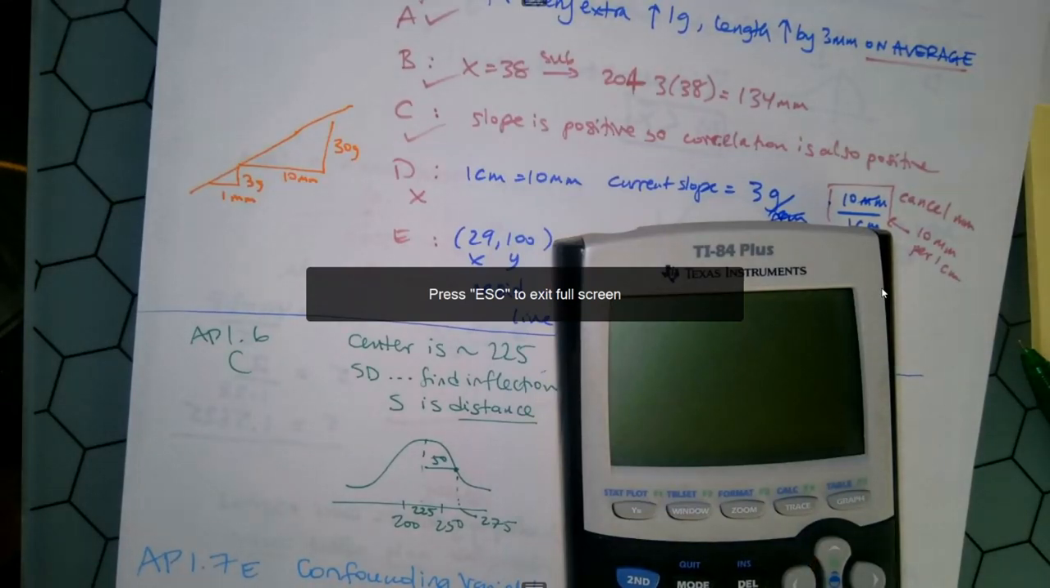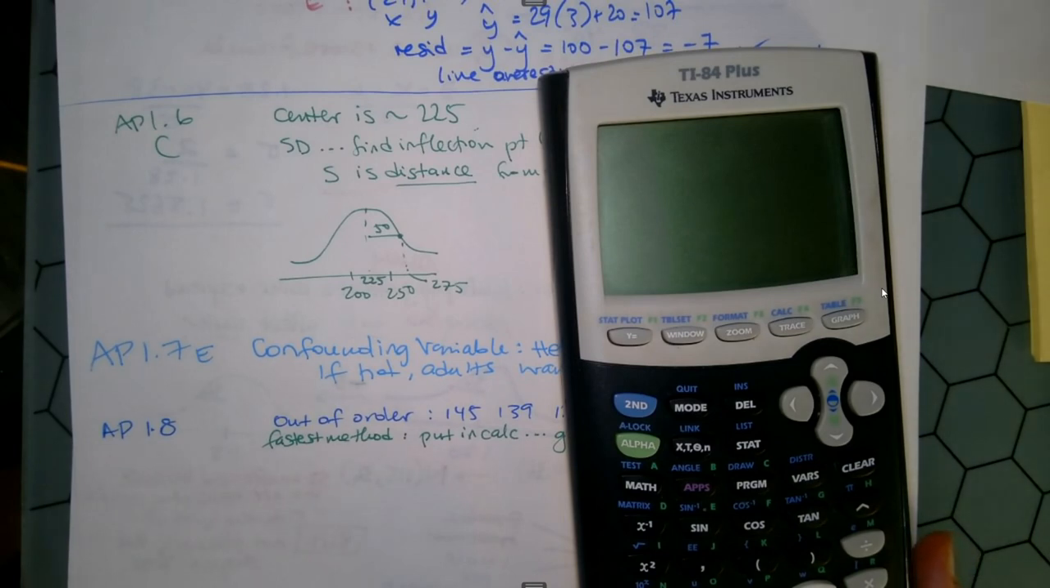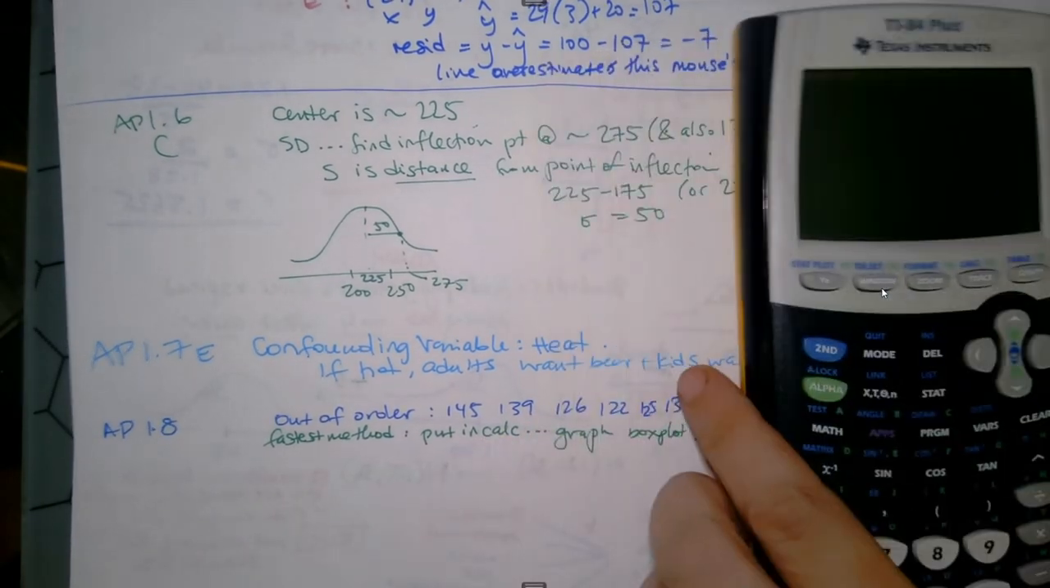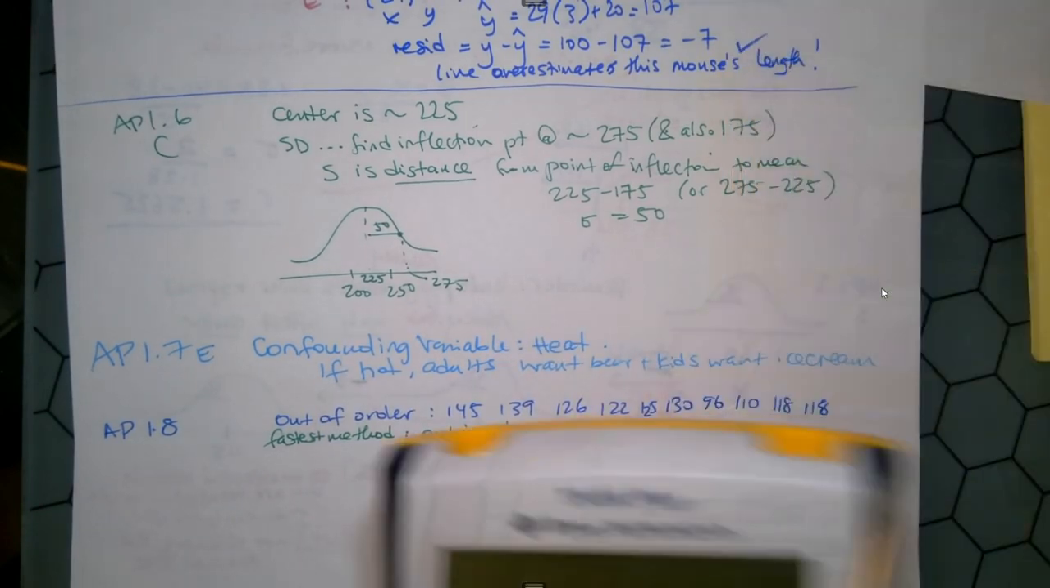Hey folks, I thought I'd show you a multiple choice trick. AP 1.8, page 283. There are some numbers. There are IQ scores of 10 randomly chosen 5th grade students. They're out of order. You could put them in order by hand, but I thought I'd show you the really fast method to do this one.